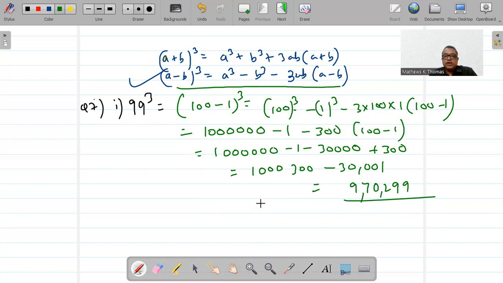So you can note down this 99³. This is the way to do it. So the answer will be 970,299. Let's see the next question now. The next question says 102³. So let's try to solve 102³ now.